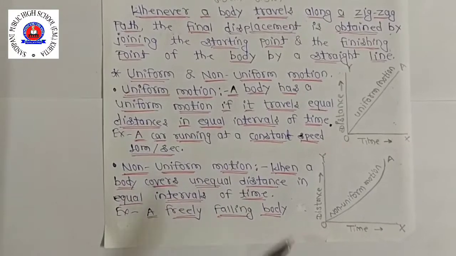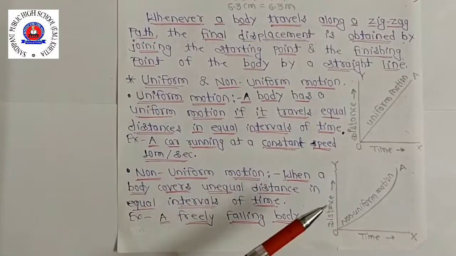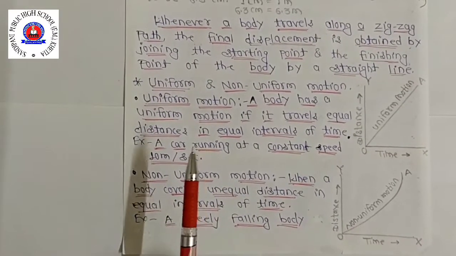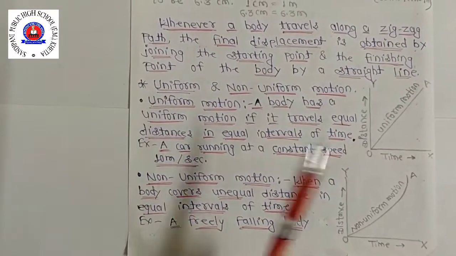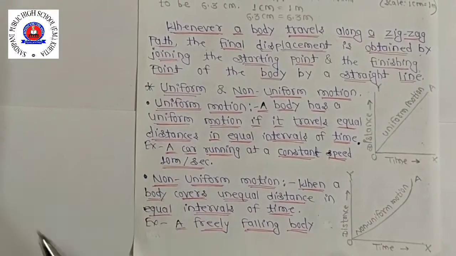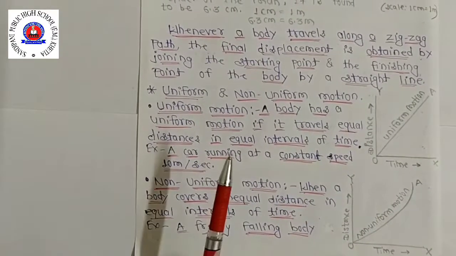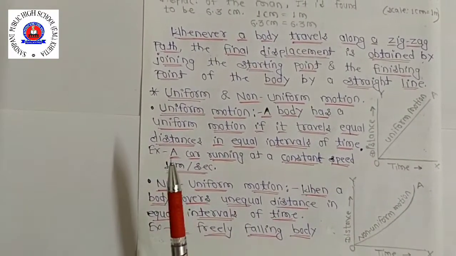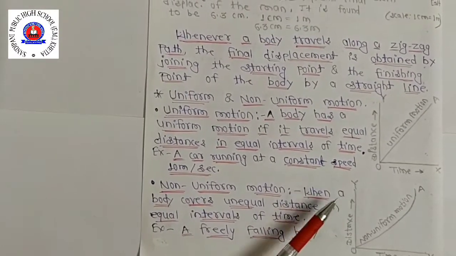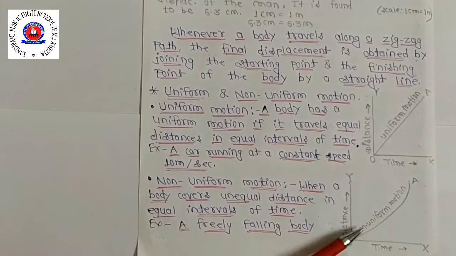The motion of a train starting from the railway station is also an example of non-uniform motion. This is because when the train starts from a station, it moves a very small distance in the first second. The train moves a little more distance in the second second, and so on. And when the train approaches the next station, the distance traveled by it per second decreases. So the distance time graph for a body having a non-uniform motion is a curved line.